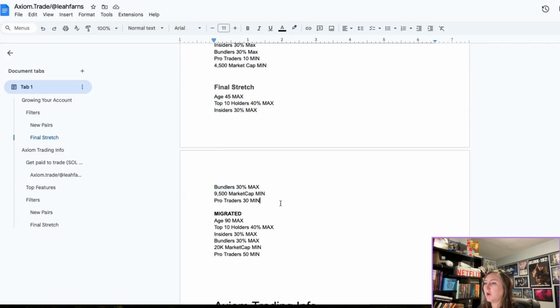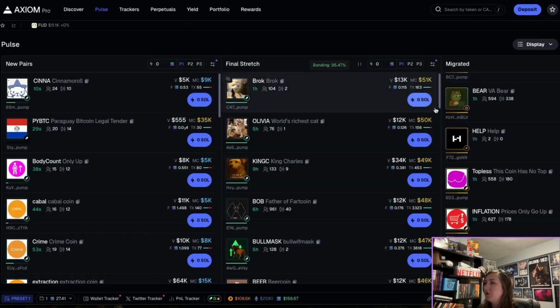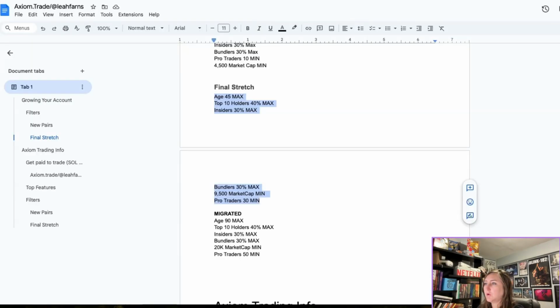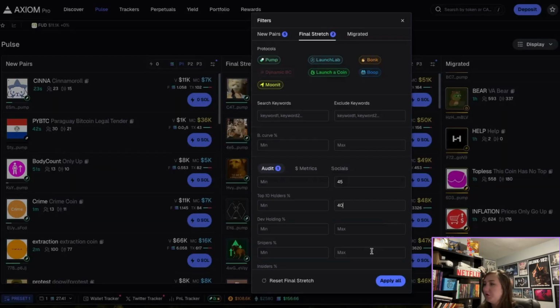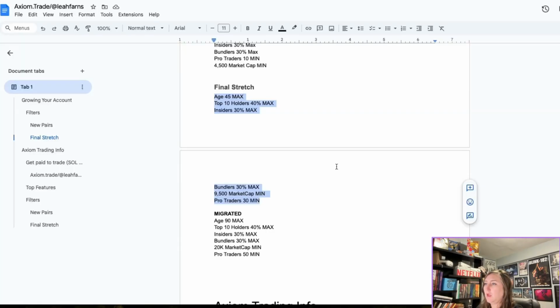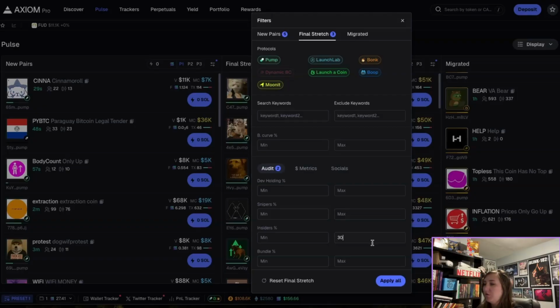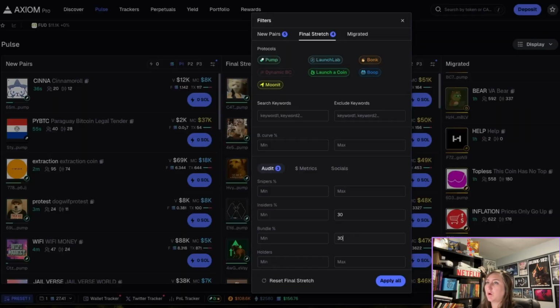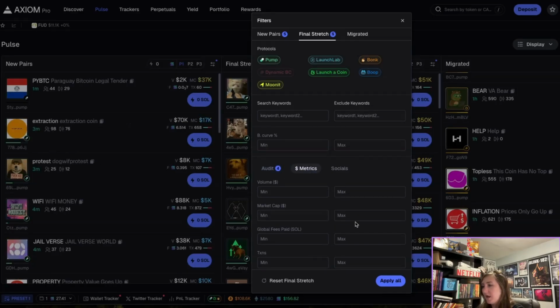So final stretch here, age 45 max. So same thing here, this in at 45 max, put top 10 holders 40%. We'll put insiders 30% max, do a bundle amount of 30% max, and we'll do a 9,500 market cap min with pro traders at 30 minimum. So when you do filter these out, you can miss some coins that could pop off.